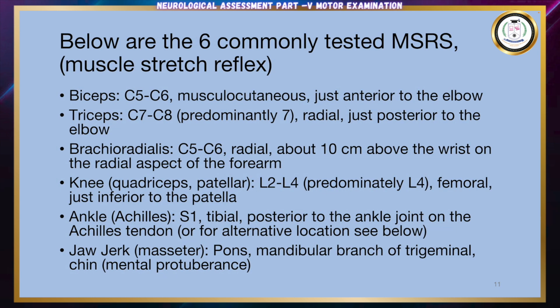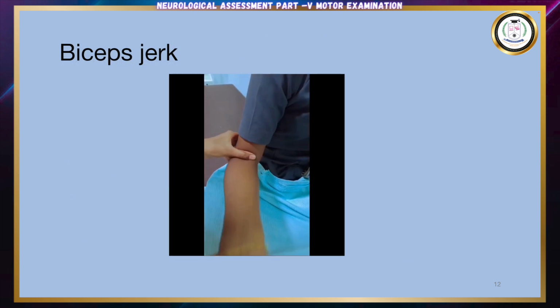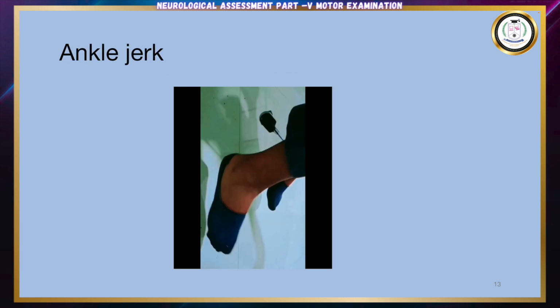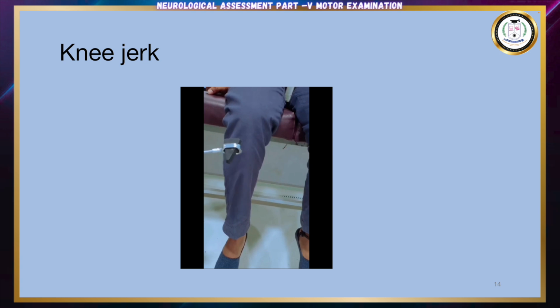Now these are the main 6 commonly tested muscle stretch reflexes: biceps, triceps, brachioradialis, knee, ankle and jaw jerk. These are the demonstrations of the biceps jerk. You can see how the finger is placed and it is tapped to generate the reflex. This shows the demonstration of the ankle jerk. Here you can see the knee jerk, how using the reflex hammer it is tapped on the patellar tendon and it elicits the knee jerk.